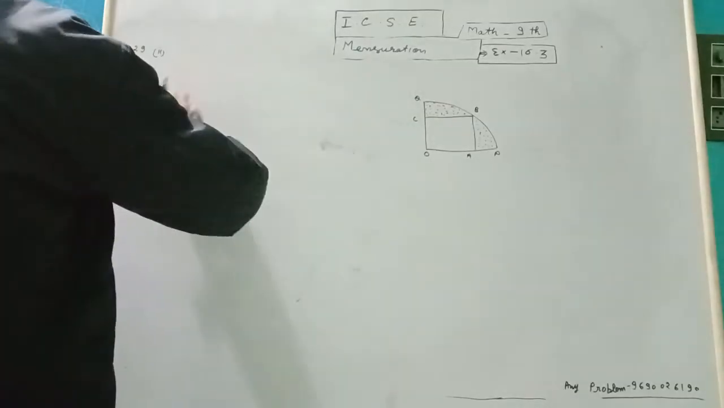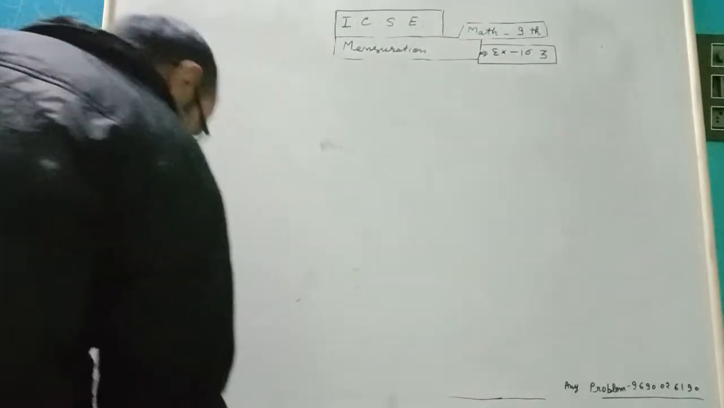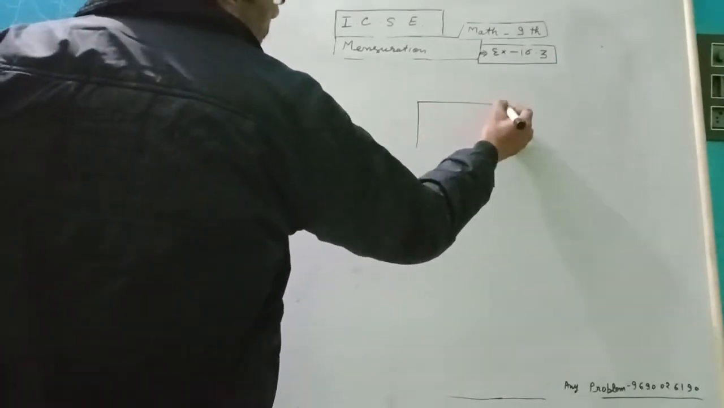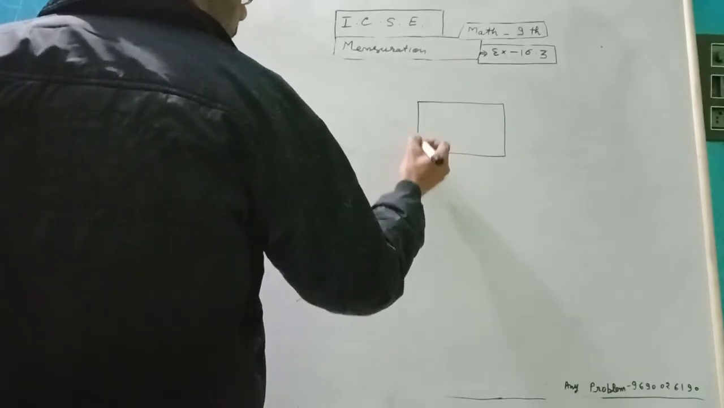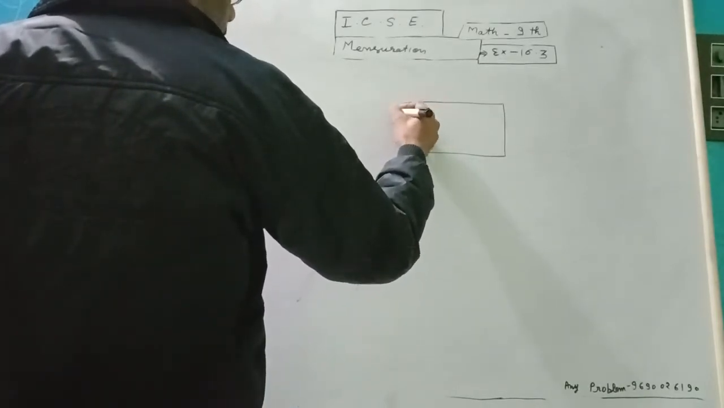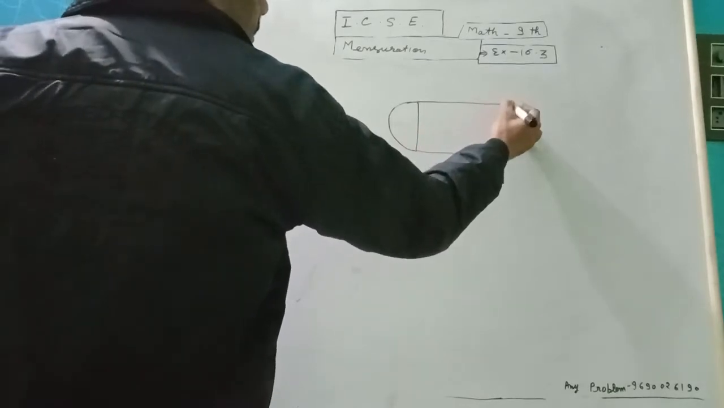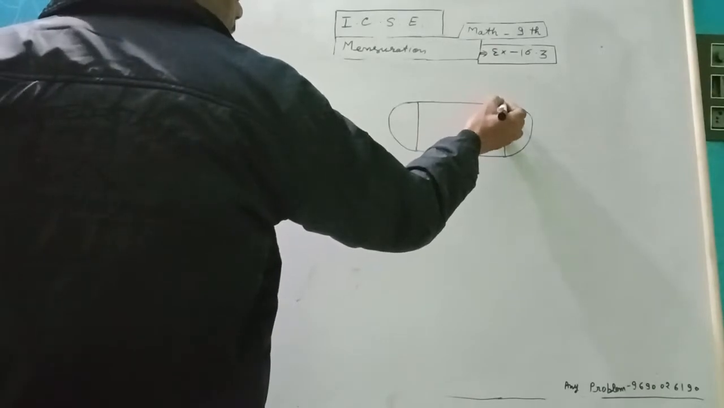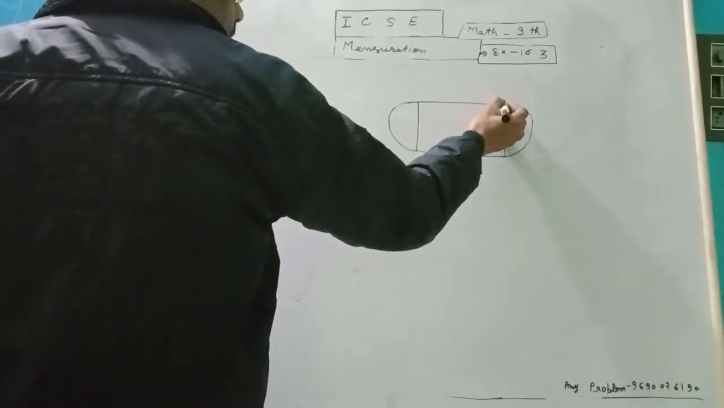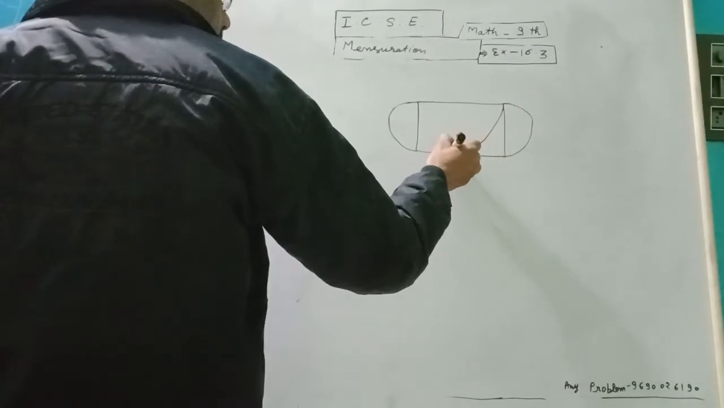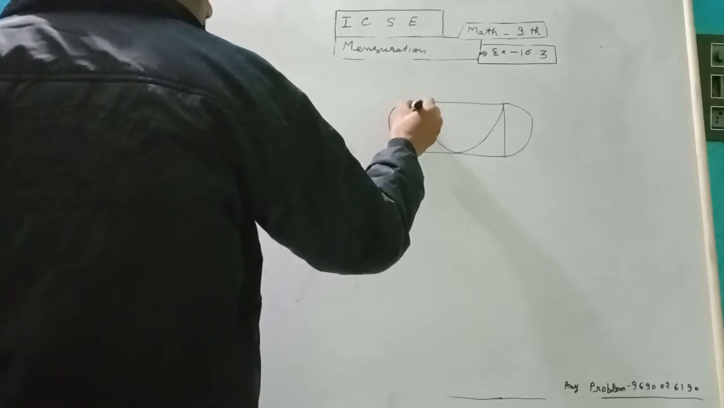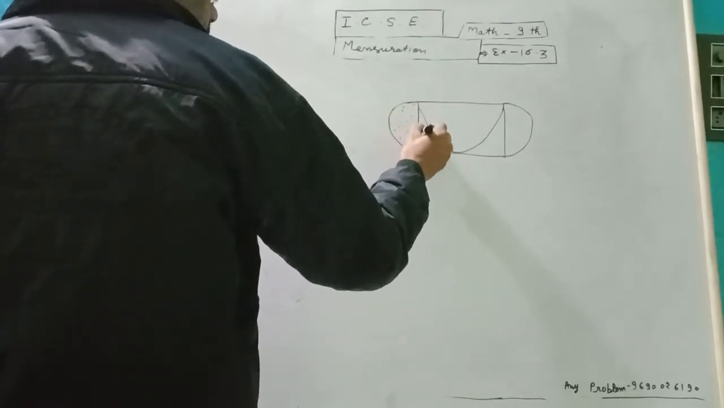Question number 30. Question number 30 is a rectangle and two semicircles, and cut the semicircle. Find the area of the shaded part.